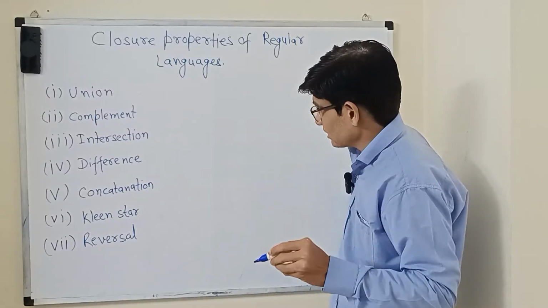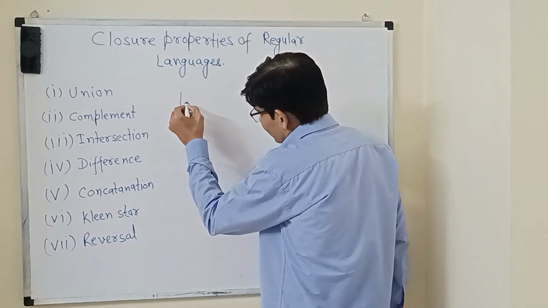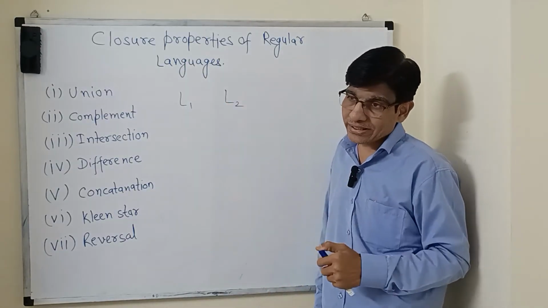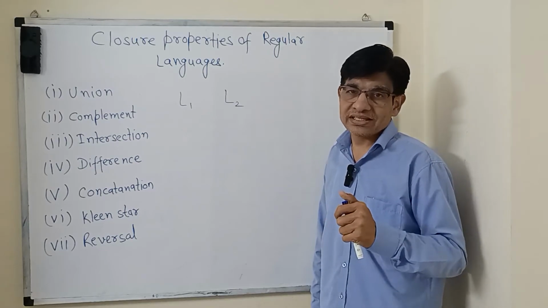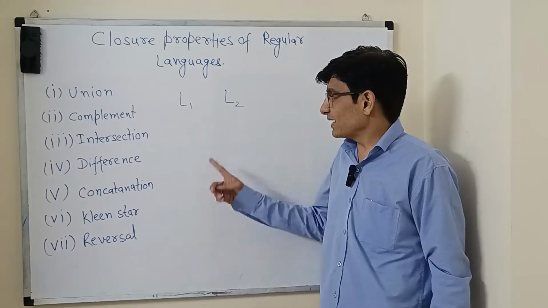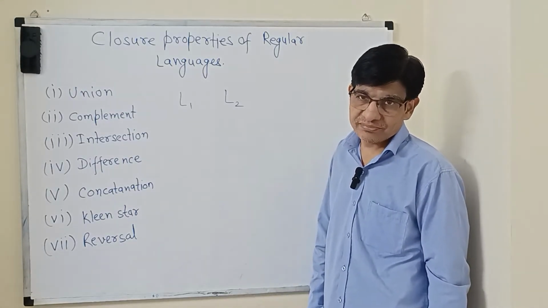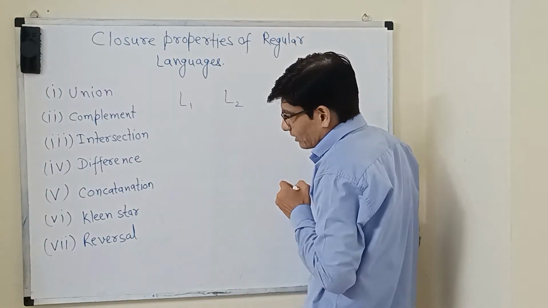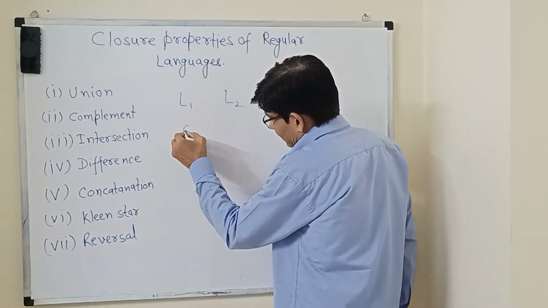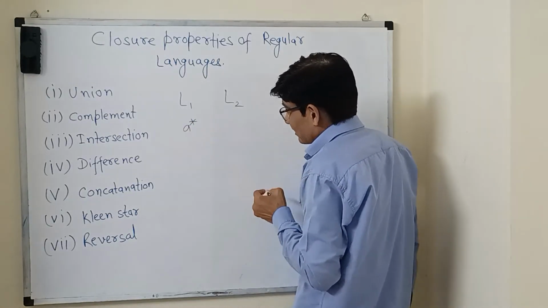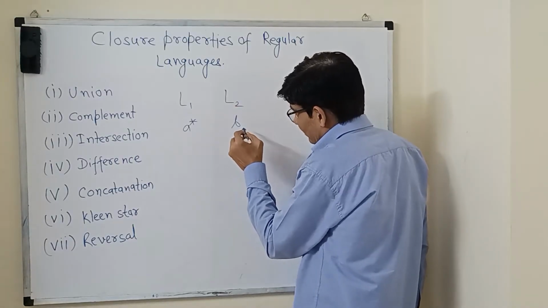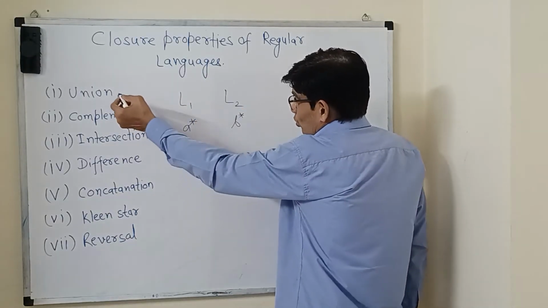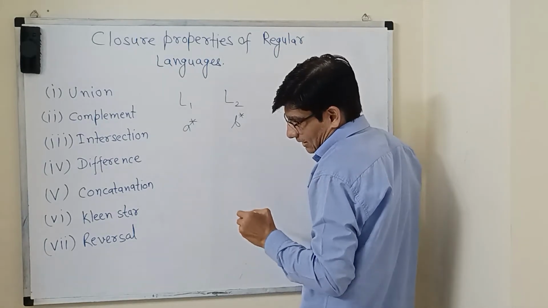For this, suppose we are given two regular languages L1 and L2. As you know, for each regular language, you can create a regular expression as well as a finite automata. And if I can create a regular expression for any language, that means it is a regular language. So suppose these two are already regular languages. Now I can write one regular expression as A star, and for the other I can write B star. Then we need to check whether the union of these two languages is again a regular language or not.